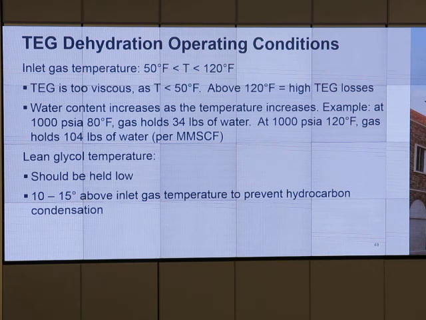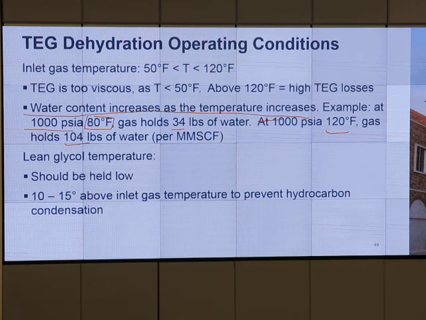Okay. Water content. Look at this one. Water content increases as the temperature increases. At 1000 psi, 80 Fahrenheit gas holds 34 pounds of water. At the same pressure, if we use hotter gas, it holds more water. So this means if the inlet gas is hot, it has a high tendency to have more water in it.